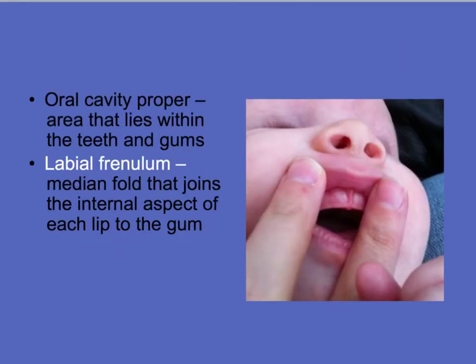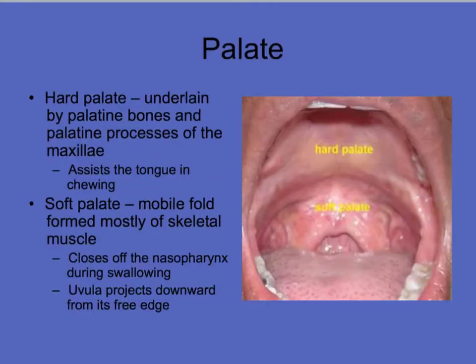The oral cavity is basically the area that's within the teeth and gums. If you lift up your upper lip and you see that little piece of skin that connects the gum to the lip, that's called the labial frenulum. You have a hard and soft palate.